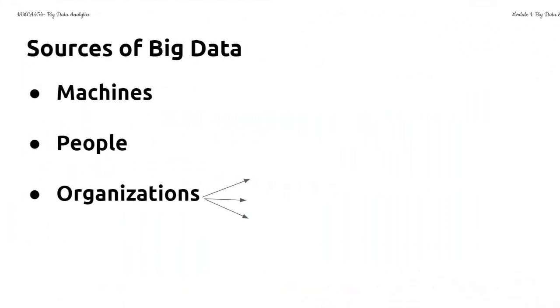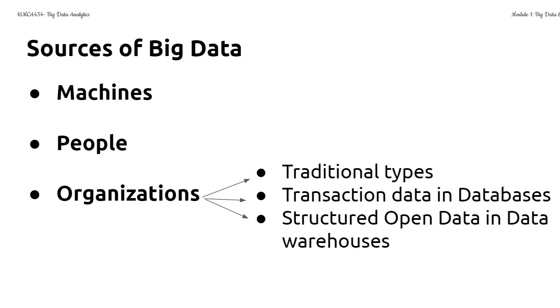When it comes to organizations, organization data are usually of the traditional types. It can be the transactional data which is in the databases, or structured open data which is in the data warehouses. So there are multiple things. It can be commercial transactions, credit card data, the data generated by government institutions, e-commerce transactions, banking or stock records, or medical records. So there is a lot of data related to organizations, generated by multiple organizations.